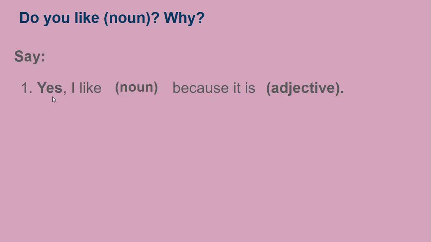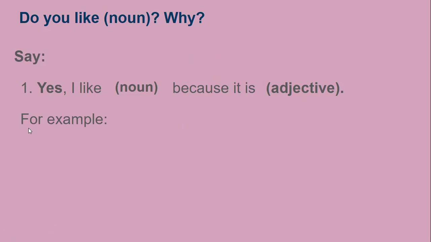First, you say yes, I like. Then you say the noun. Then to answer the why, you should use because, because it is. Then lastly, you say the adjective.